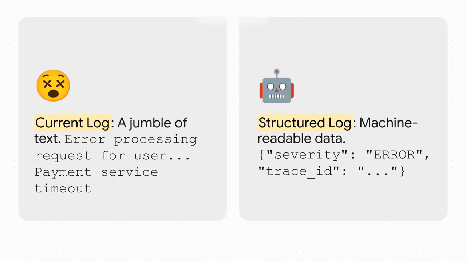And this just illustrates the difference perfectly. On the left, you've got what I like to call a log as a story. It's just a jumble of text. You can't search it effectively, you can't filter it, and you definitely can't build metrics from it. But on the right, you have data.